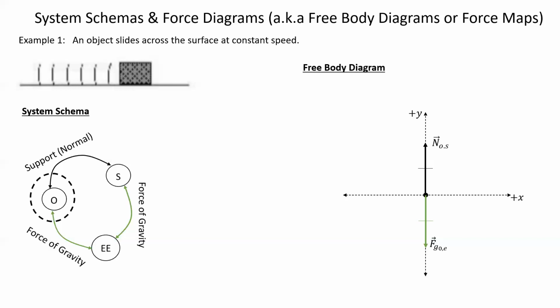So why does the object continue just to keep on sliding with a constant velocity? Well, we don't really know why it just keeps doing that. It doesn't need a force to keep it doing that. We call that tendency of an object to keep doing what it's doing, either sitting motionless or continuing to move in a straight line at a constant speed, we call that inertia.